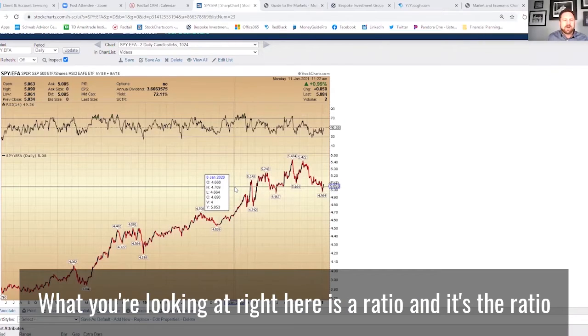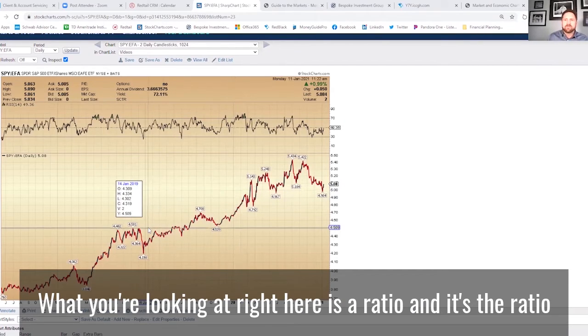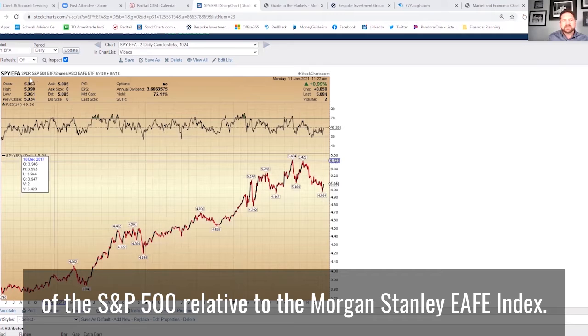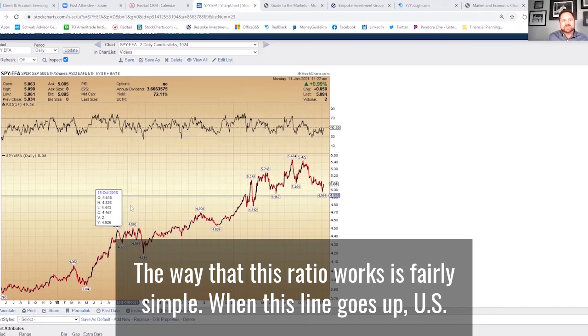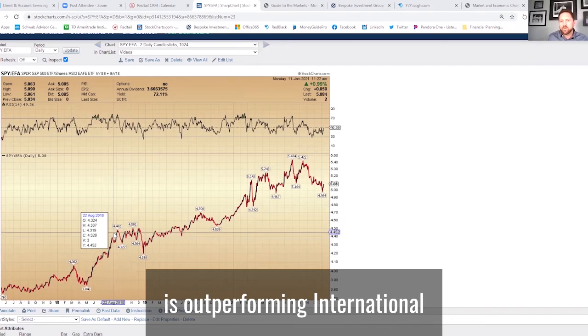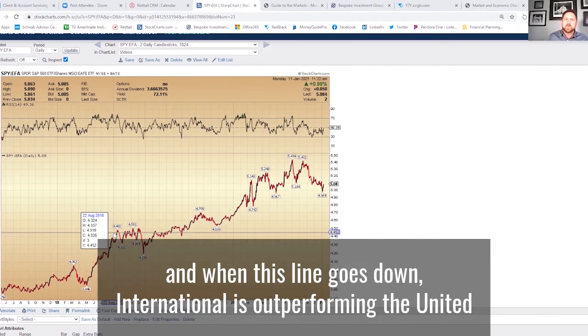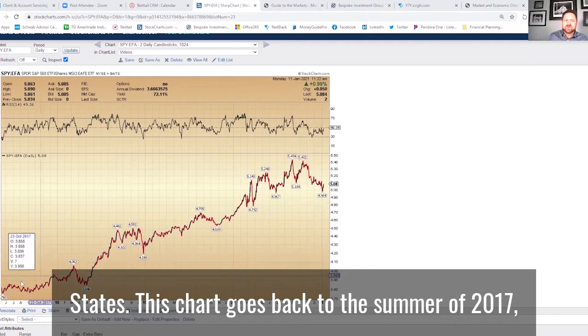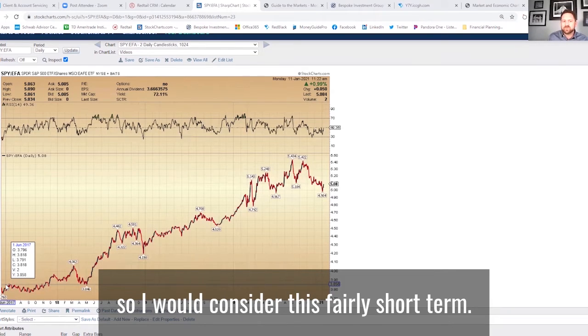So what you're looking at right here is a ratio of the S&P 500 relative to the Morgan Stanley EFA index. The way this ratio works is fairly simple. When this line goes up, US is outperforming international, and when this line goes down, international is outperforming the United States. This chart goes back to the summer of 2017, so I would consider this fairly short term.